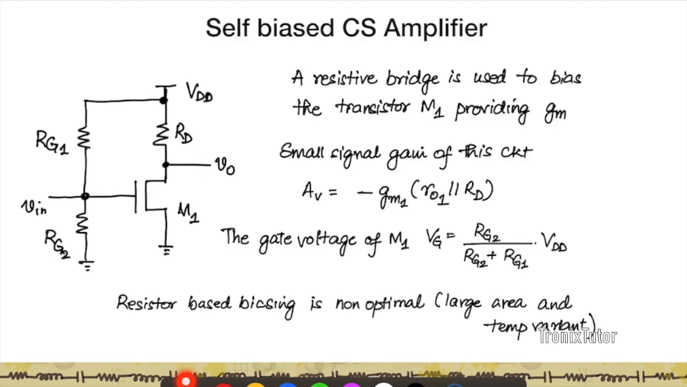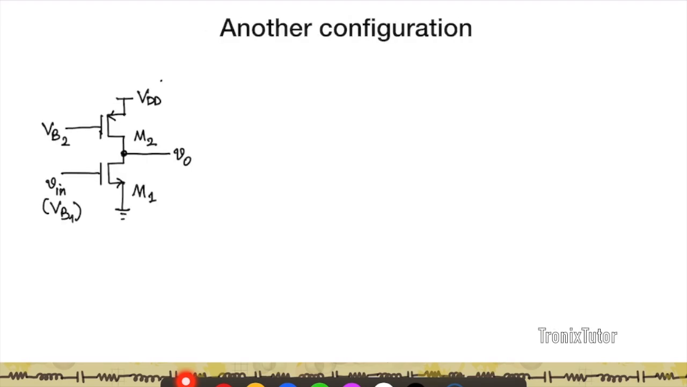Now, as we looked at in the first video, resistor-based biasing is non-optimal, primarily because resistors by themselves are large area circuit components and they are hugely temperature dependent, so the circuit tends to drift a lot at usage. Now let's look at a different configuration of the common source amplifier, and let's try and apply the intuitive method to extract the small signal gain.